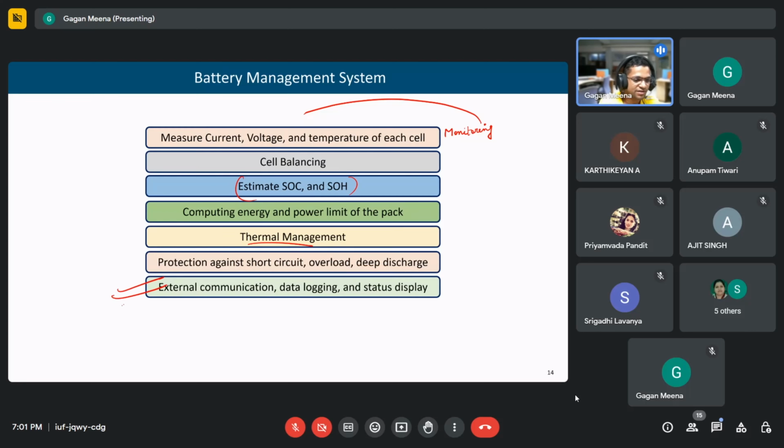And then another important thing is external communication, data logging, and status display. So we see on that LED panel that we have in front, it will display what the state of charge of the battery is, what range it can provide with this state of charge, and what the temperature is. Sometimes they show temperature also. So all these things we can see clearly.